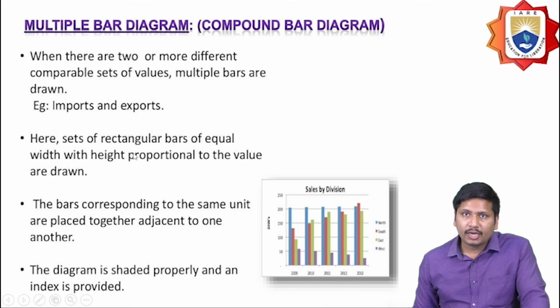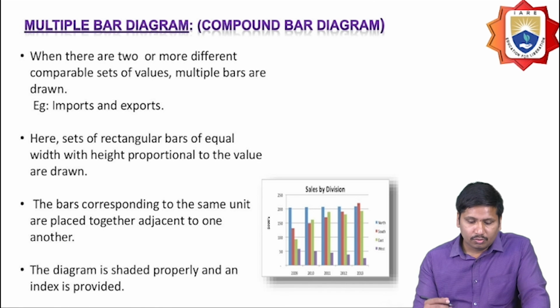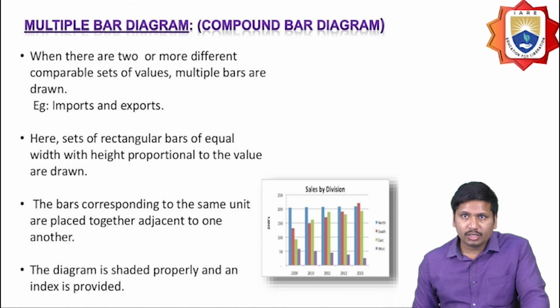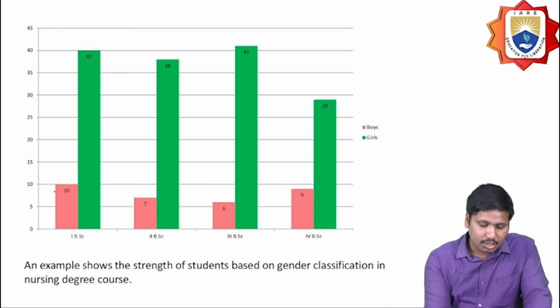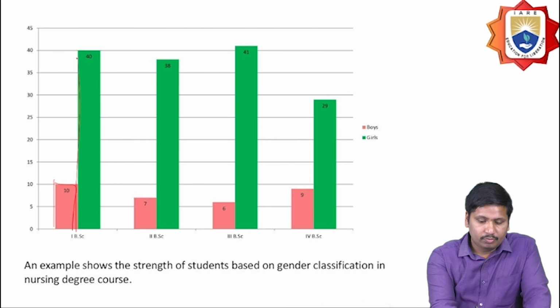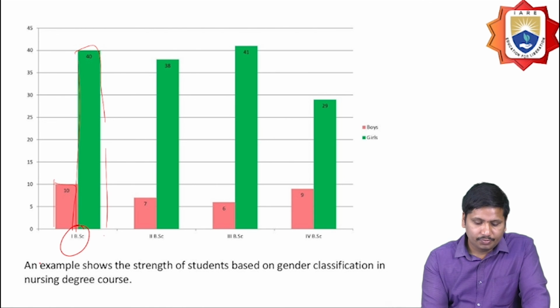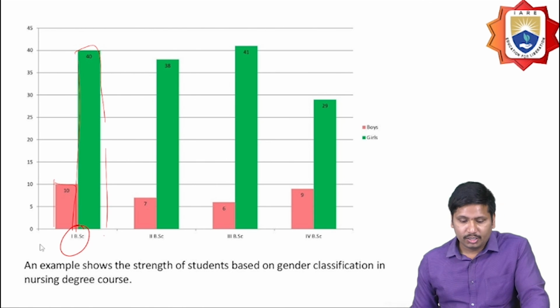And the multiple bar diagram. Multiple bar is used when you make two or more different comparable sets of values, and multiple bars are drawn like imports and exports, and this set of rectangle bars also maintains equal width, and the height should be proportional to the value here. So like this I can make multiple bars of a single item using different coloring.